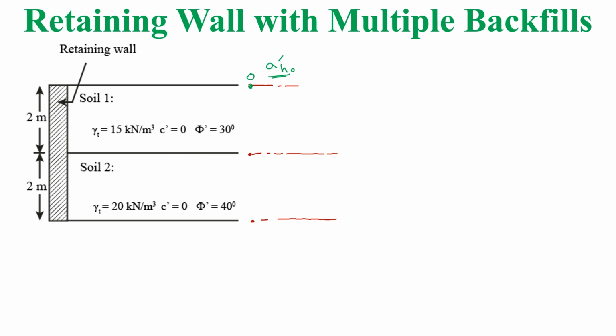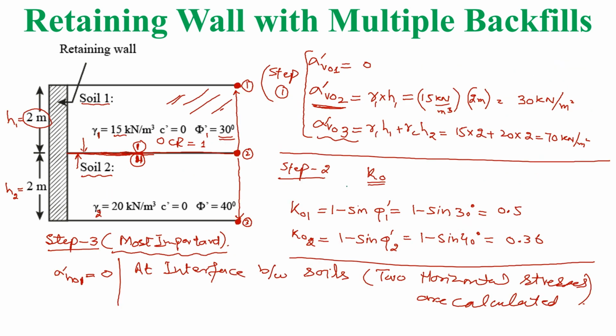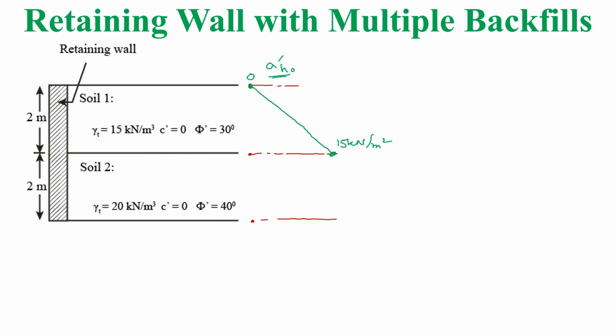So we have to move from 0 till 15. So this is 15 kilonewtons per meter square. And just below we have 10.8 kilonewtons. At the single point we have two stresses, 15 and 10.8. So we have to move back from 15 to 10.8 kilonewtons per meter square. We'll stop here and then go to the next point.